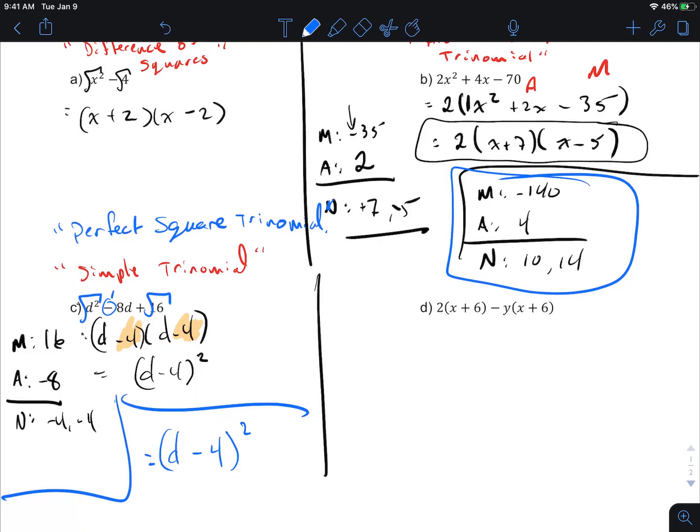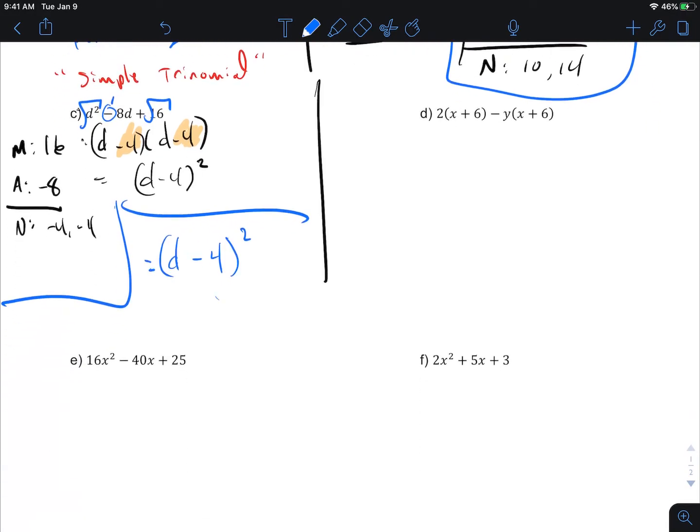It's identical to this. Look at how much work I did here, relative to all the writing in the black. Way more thinking going on. You don't need to do that. It's a perfect square trinomial. You need to identify it as such.